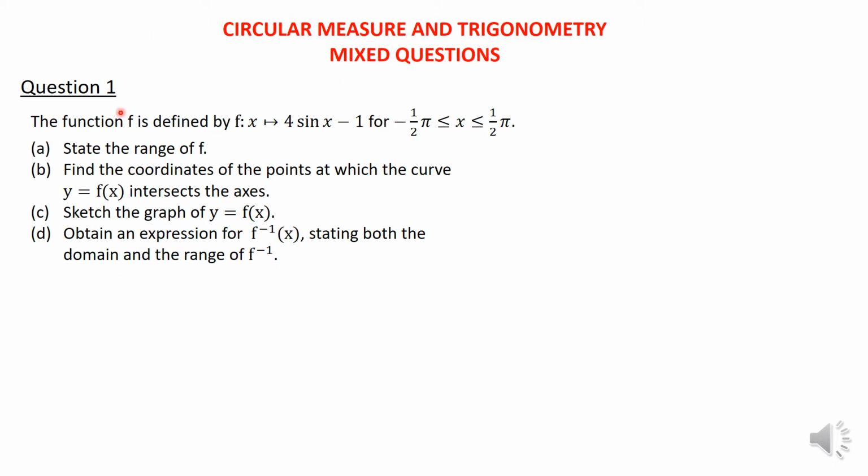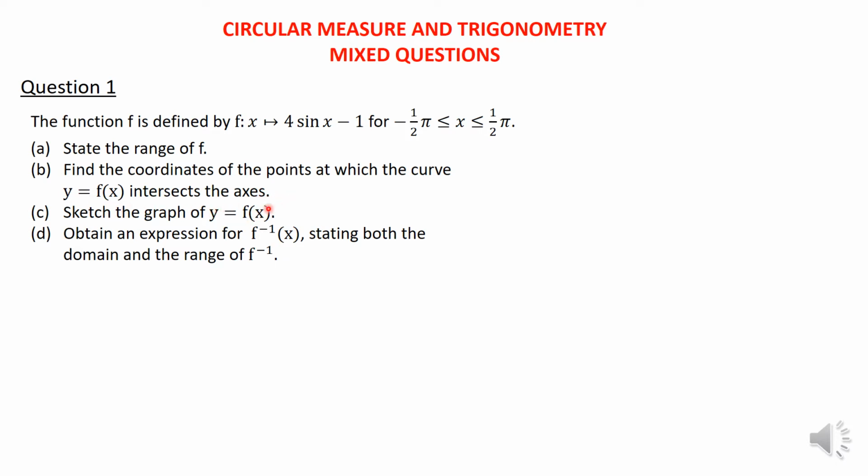Right, so this is question one, and you can see that this is a function that is defined by f such that x is mapped onto 4 sine x minus 1 for the given domain of minus half pi radians to pi radians. Then the first instruction is to state the range of the function. Part B, find the coordinates of the points at which the curve of y equals f of x intersects with the axes, that means where it intersects with the x-axis as well as the y-axis. Then you're supposed to sketch the graph.